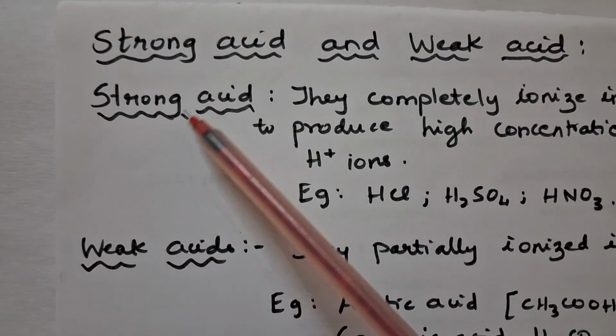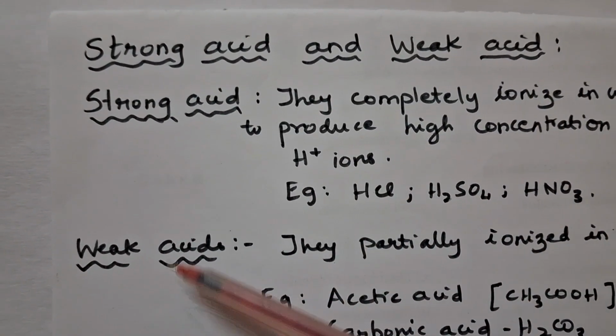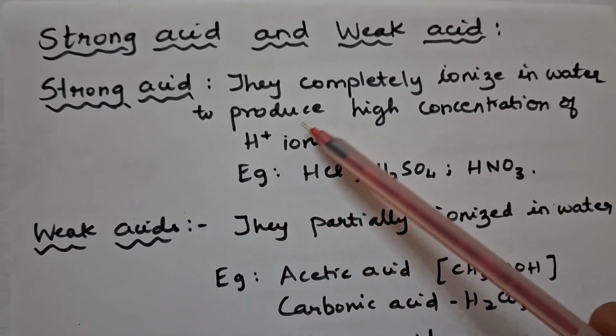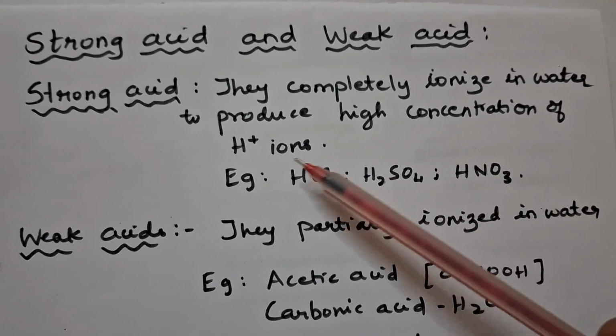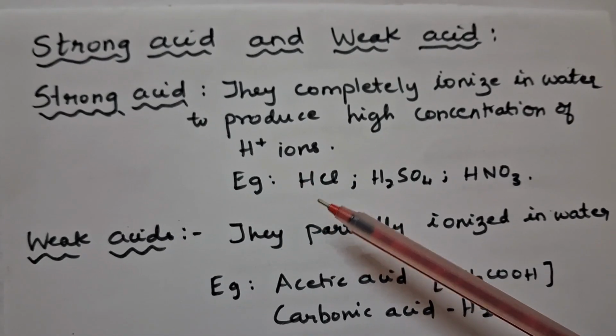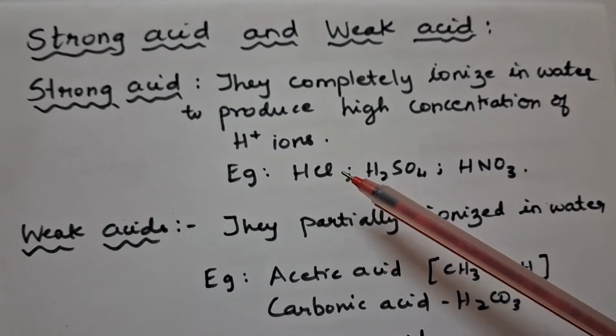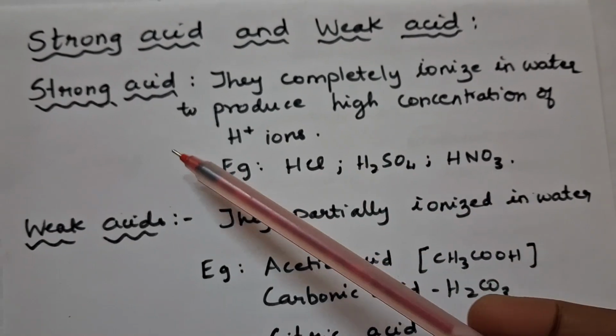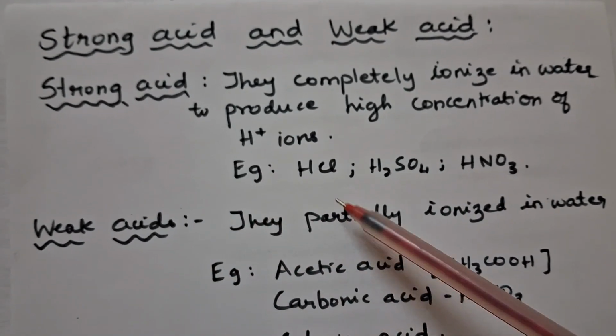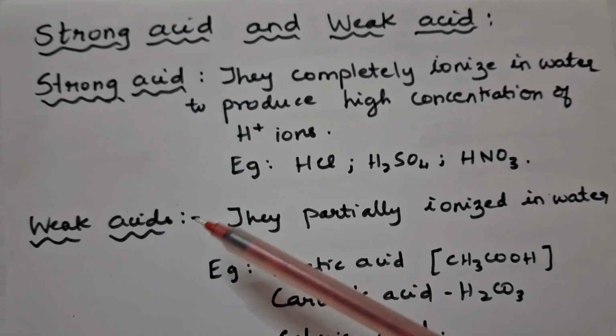Next, when do you say an acid is a strong acid or a weak acid? A strong acid is one that completely ionizes in water to produce a high concentration of H plus ions. Then you call it a strong acid. Like all mineral acids, especially hydrochloric acid, sulfuric acid and nitric acid, they are strong acids. They ionize to give H plus ions.